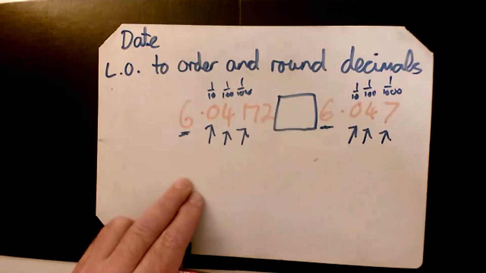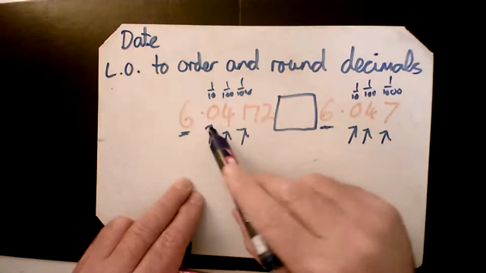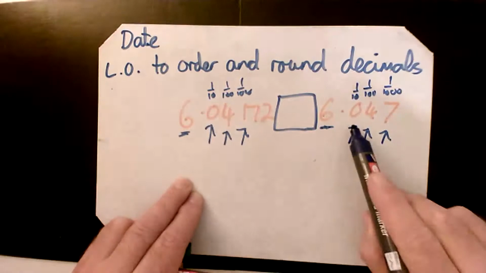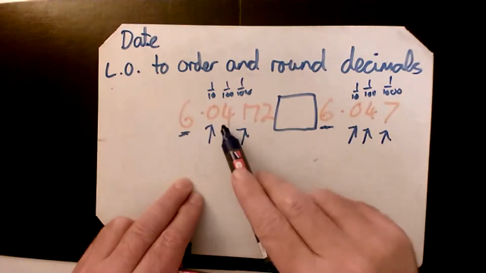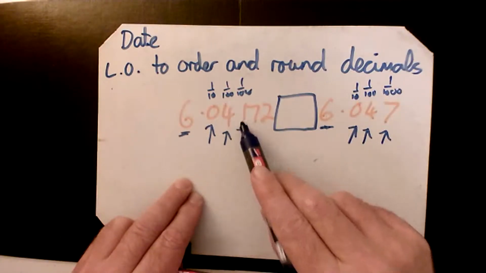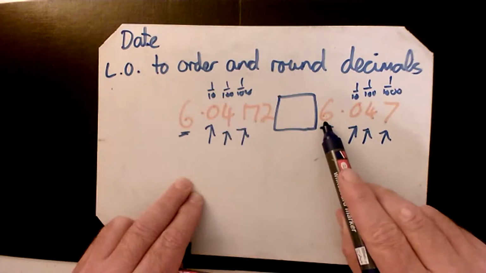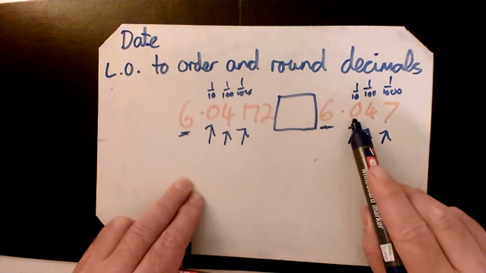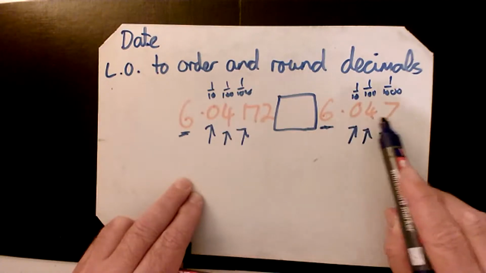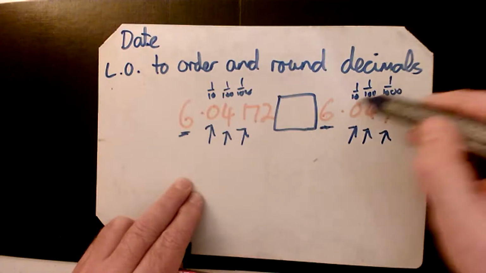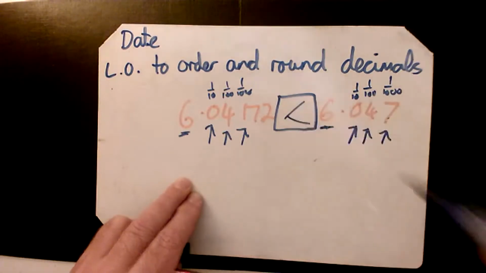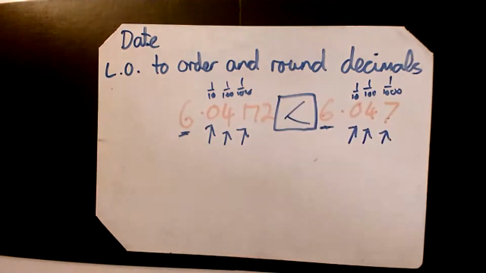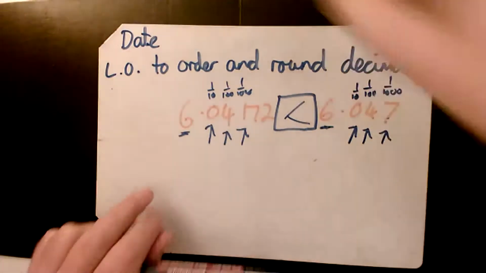numbers at the end. Actually, it is not a bigger number because this has 6 whole numbers, no tenths, 4 hundredths, and 1 thousandth. This has 6 whole numbers, no tenths, 4 hundredths, and 7 thousandths. So this is the bigger number, and remember your crocodile, it eats the biggest number. Okay, right.